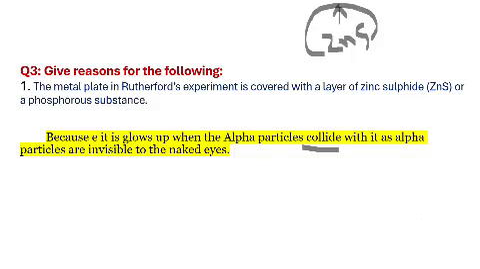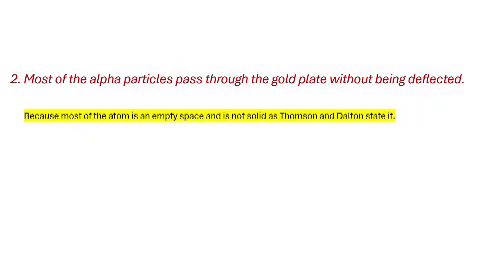Number 2, most of the alpha particles pass through the gold plate without being deflected. Why? As you know, most of the atom is an empty space because there are vast or large spaces between the nucleus and the energy levels. So the answer for our question is that the atom has an empty space and it is not solid, as it was proposed by Thomson and Dalton. The atom has great spaces between its energy levels, so most of the alpha particles can penetrate.